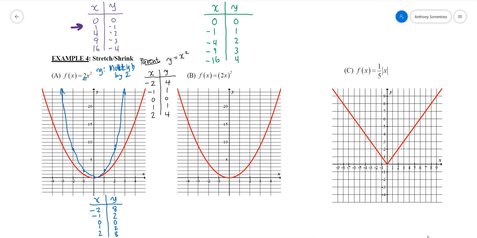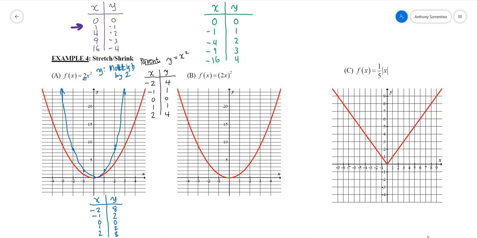Now notice, this is considered a vertical stretch. A lot of times a vertical stretch will look like a horizontal shrink. Sometimes they are the same thing, sometimes they're not. But I know it's a vertical stretch because things are moving up away from the original graph, and it's a vertical transformation.